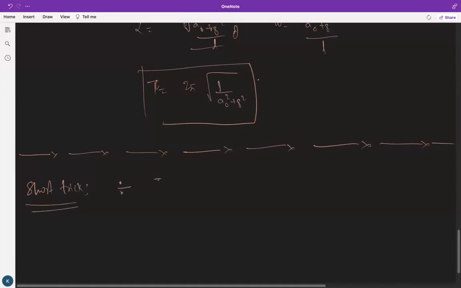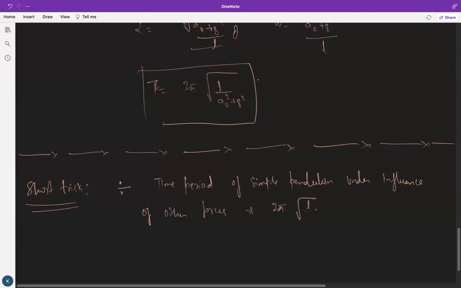We have to find the time period of a simple pendulum under the influence of other forces, right? It is actually 2 pi root under L by G effective. Effective acceleration we have to write. Like in a normal pendulum, where the only force acting is the force of gravity, the time period is equal to 2 pi root under L by G.